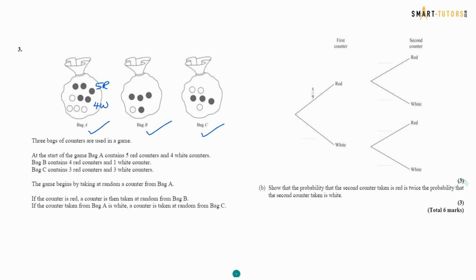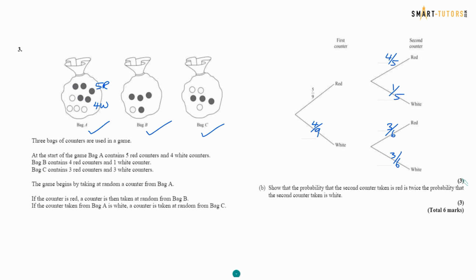So if it is a red, so before that 5 upon 9, and this is 4 upon 9. If it is red, then they are going to take the counter from bag B. Bag B, red is what? 4 upon 5, and this is 1 upon 5. Then if they take the white, they are going to go to bag C. Red is 3 upon 6, then white also 3 upon 6. So you get 3 marks for filling all the blanks.